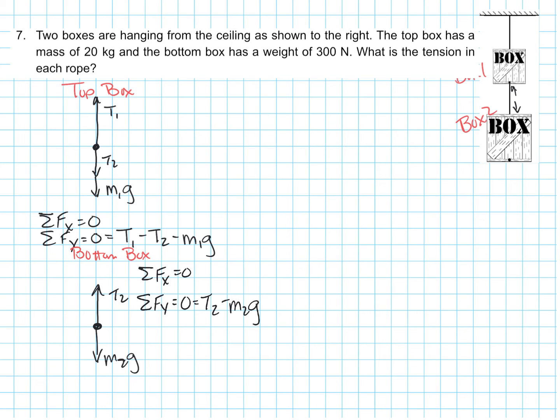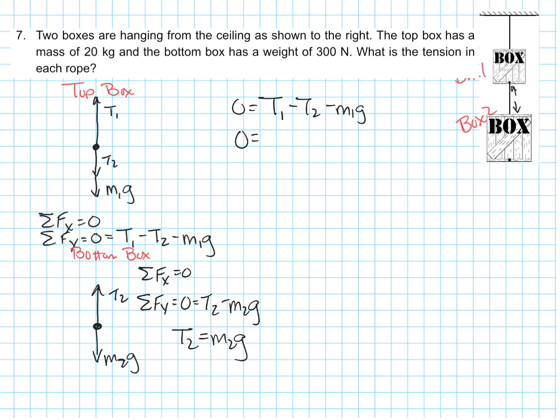So there are a couple of ways I can solve this. What I'm going to do is take T2 and isolate it in the equation for the bottom box. So T2 is equal to M2G. And then I'm going to put that value into the equation for the top box. So the top box had the equation T1 minus T2 minus M1G, and all that was equal to 0.